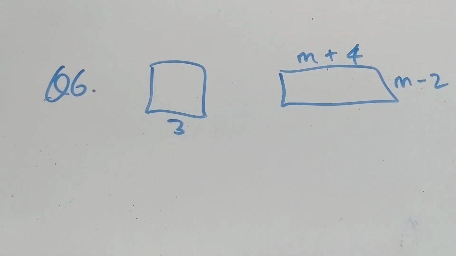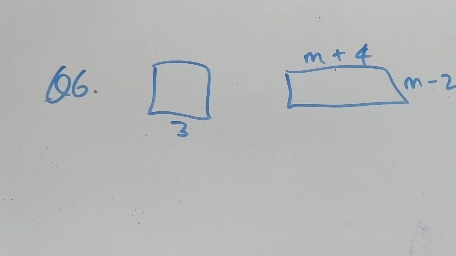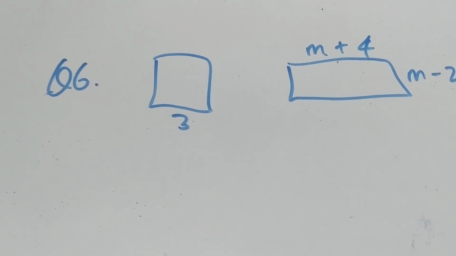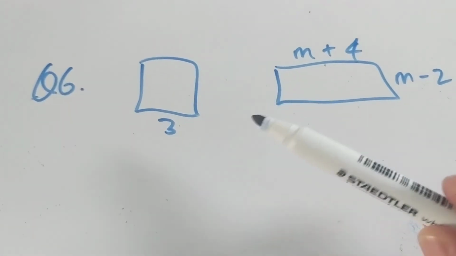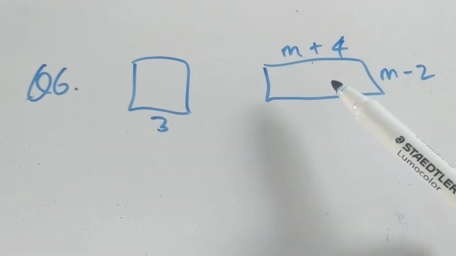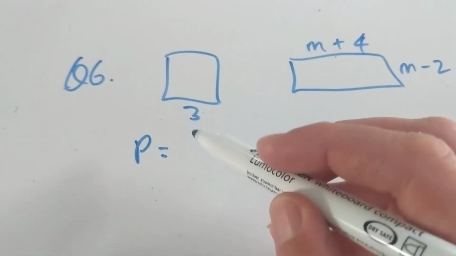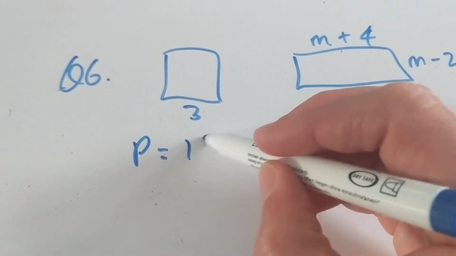Okay, question 6. Question 6 caused a bit of confusion, I think, with some people. Basically, the question had said the perimeter of the square is greater than the perimeter of the rectangle. So the square's perimeter was bigger than that. The perimeter of the square is just basically the whole way around it. So 3 and 3 and 3 and 3 would be 12.